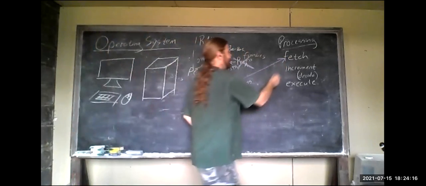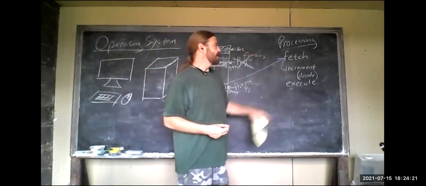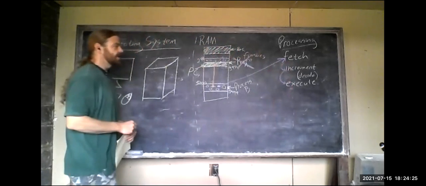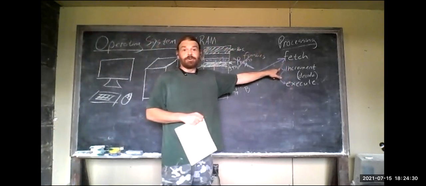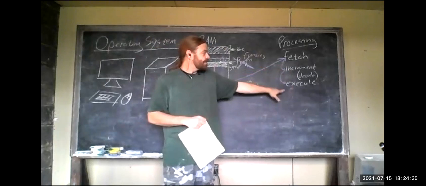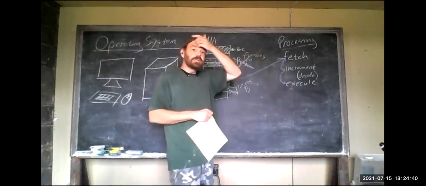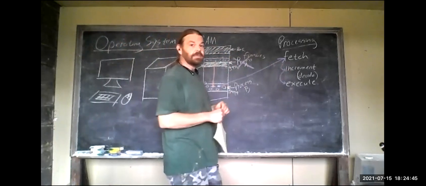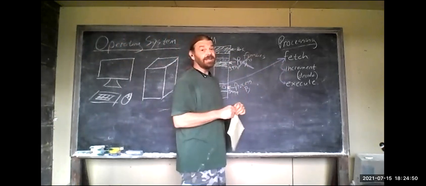So it's going to fetch that instruction, increment the counter so that it's ready for the next instruction, and then execute that instruction. Does anybody have a thought as to why that order is important? Like increment, couldn't we do that afterwards? And not necessarily safely though, right?